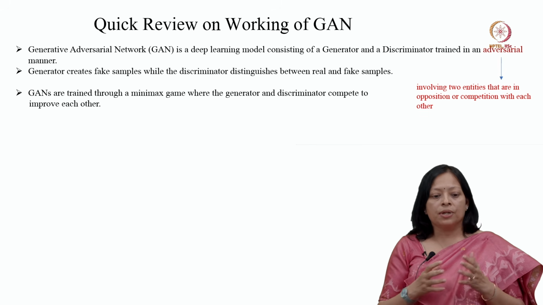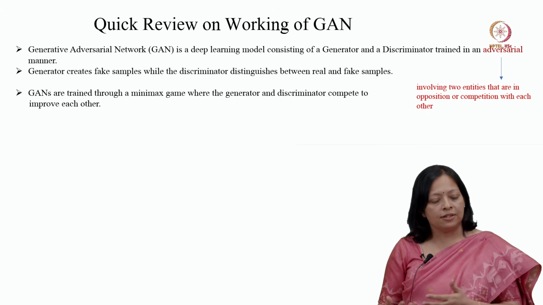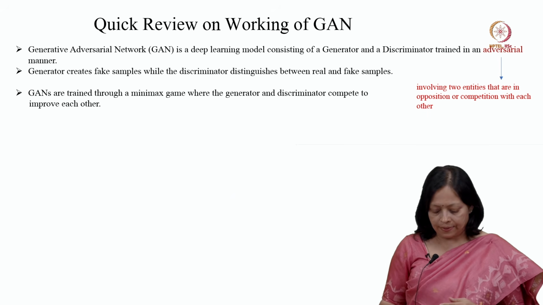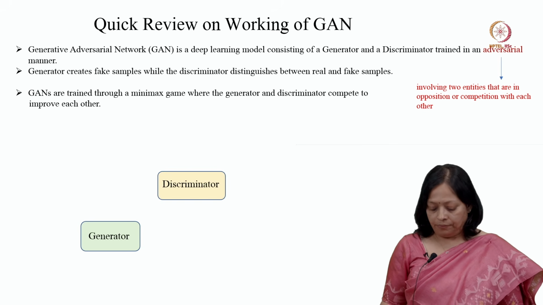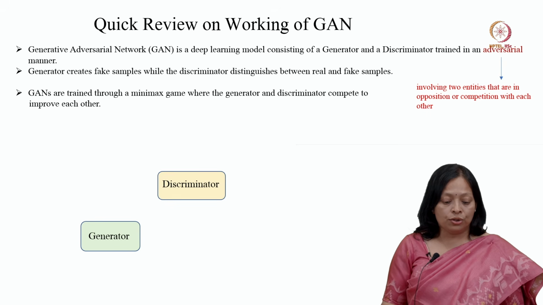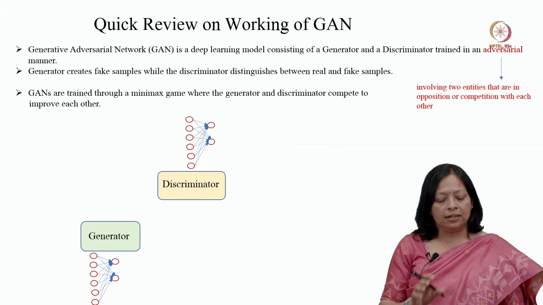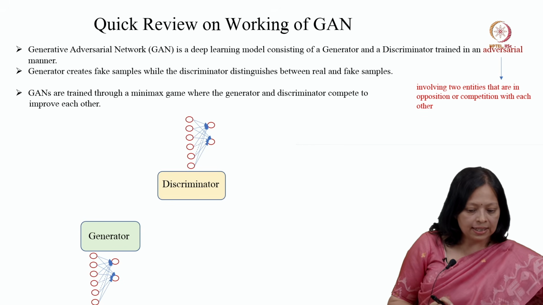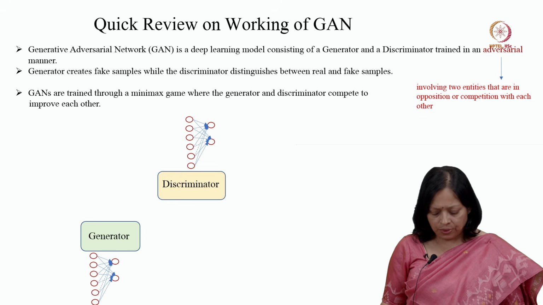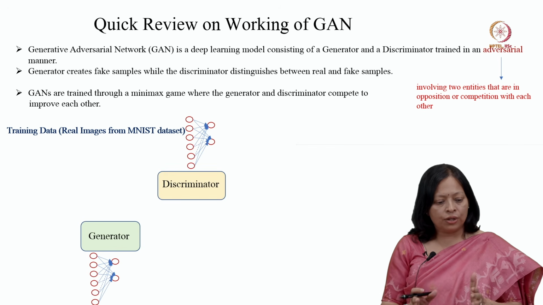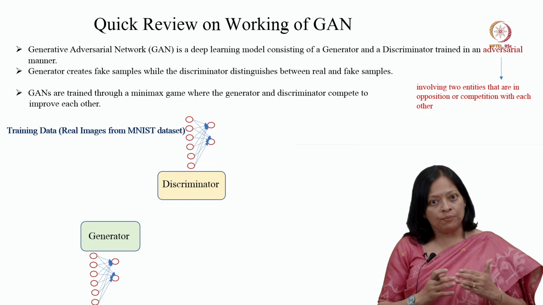GANs are trained through a minimax game where the generator and discriminator compete to improve their performances. So, we will have a quick look into the architecture of GANs. It has two components, the discriminator and the generator. These are basically simple neural networks, and we will show here how the training of the original GAN was done using the MNIST dataset.